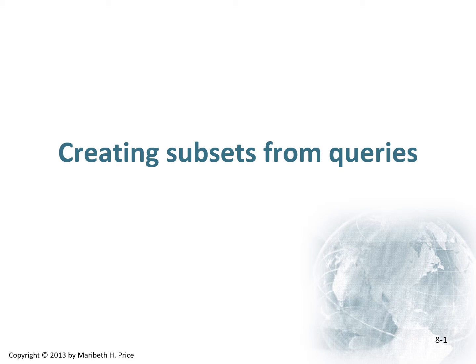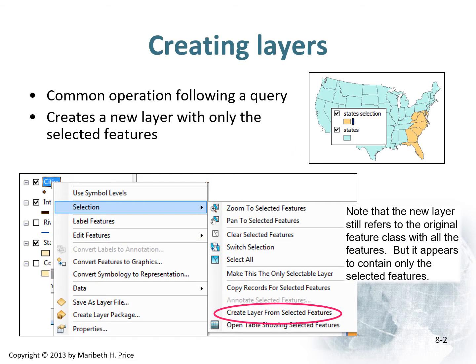Let's talk about creating subsets from queries. One way to do this is to create layers. Layers are often mistaken for additional data sets, but they're not the same thing. A layer file or a data layer is generally a subset of an existing larger data set displayed in a certain way.